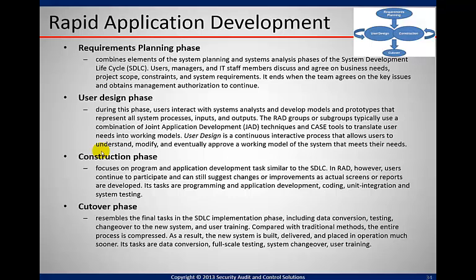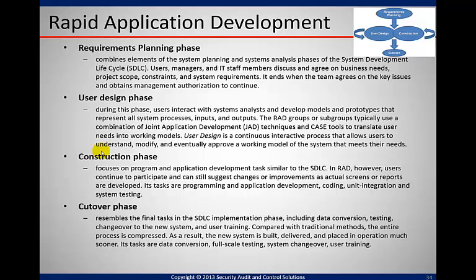In the user design phase, during this phase, the users interact with systems analysts and develop models and prototypes that represent all system processes, inputs, and outputs. The rapid application development groups or subgroups typically use a combination of joint application development, or JAD, techniques and other CASE tools to translate the user needs into working models. And CASE stands for Computer Assisted Software Engineering.